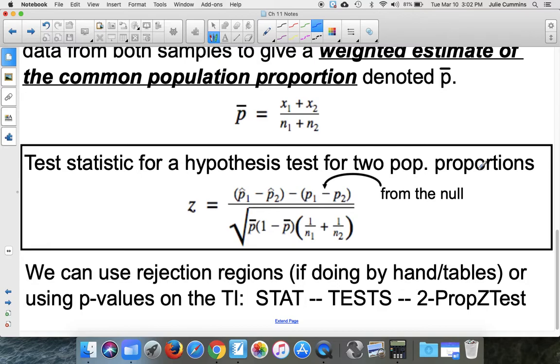We will do one of these by hand, but we have the p hat 1 minus p hat 2, so those are the proportions from your sample proportions. The p1 minus p2 comes from the null hypothesis, and then the p bar, we just talked about how to calculate that. We can use rejection regions if we're doing it by hand, so looking up things on the table, or we can use the TI. So we will do one of these entirely by hand, and then we'll do another one where we just put it into the calculator. Generally, we're just going to go with the calculator, but like always, you get to see one by hand because it's lots of fun.